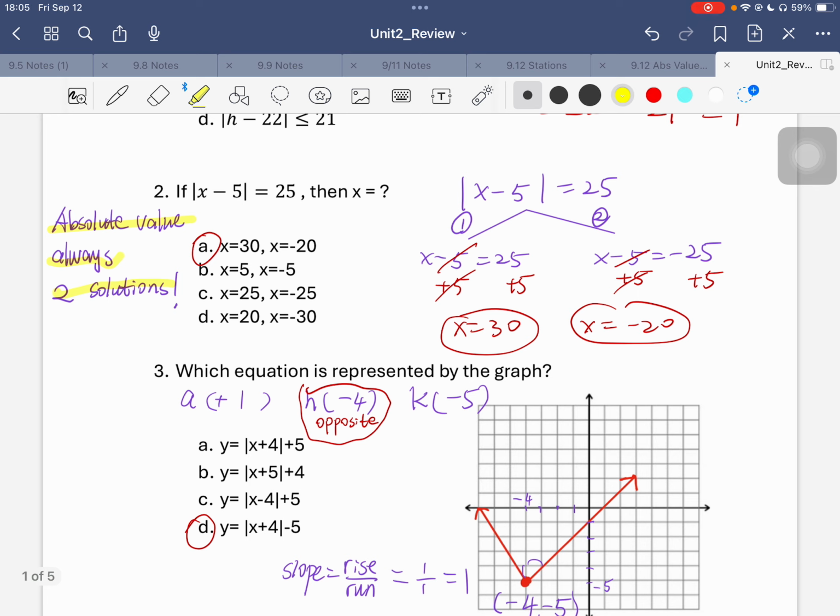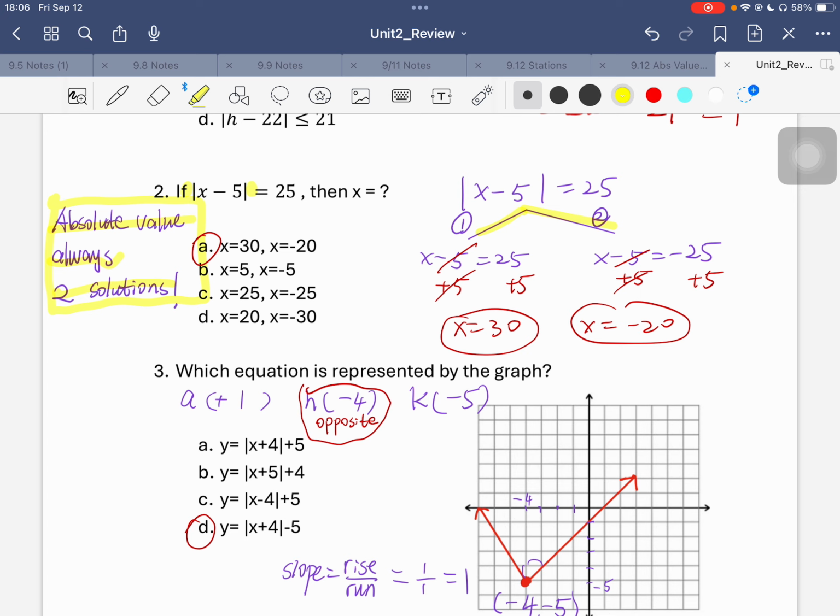Question 2 is solving an absolute value equation. Please write this down on your cheat sheet. The absolute value equation always has two solutions. If there's an absolute value, always two solutions. So for this one, we don't have a backyard, we don't have a front yard. We can just split into two cases.